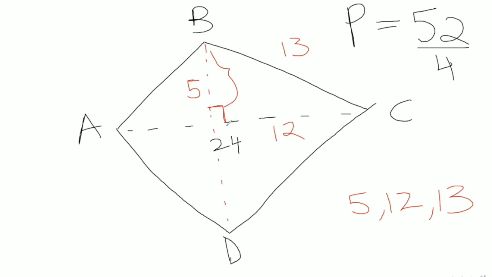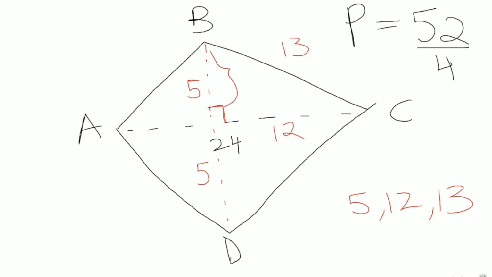If you didn't know that, you can use the Pythagorean theorem, a squared plus b squared is equal to c squared, to get 5. And this portion is equal to this portion, so this is also 5.